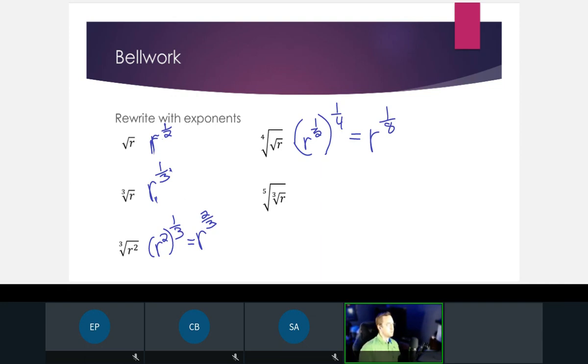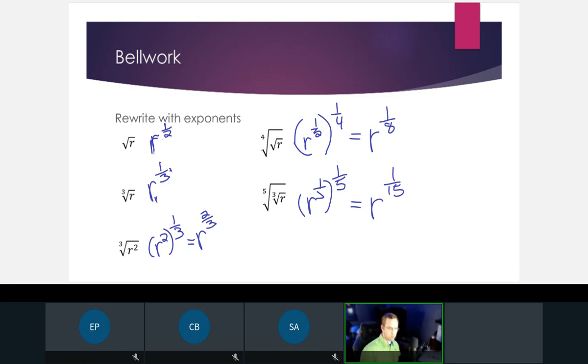And then for the last one, you have the 5th root of a cube root of r. So same idea. We're going to have r to the 1/3 raised to the 1/5 power. And a power to a power, you multiply. So that's why it becomes r to the 1/15 power.